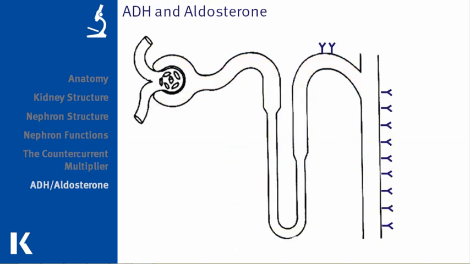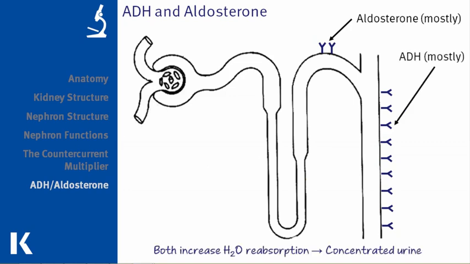Earlier we mentioned ADH and aldosterone can affect the absorption of water in the kidneys, but we didn't exactly specify where. Aldosterone primarily works on the distal convoluted tubule, and you can see we have receptors for ADH mostly along the collecting ducts. Both aldosterone and ADH cause water reabsorption just through different means, so they're both going to give you a concentrated urine product.